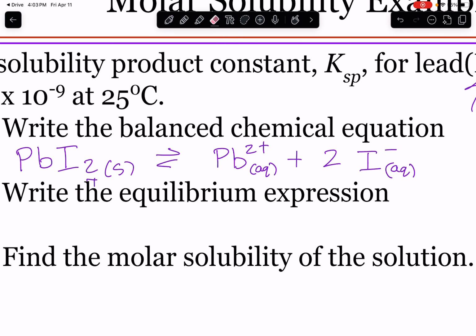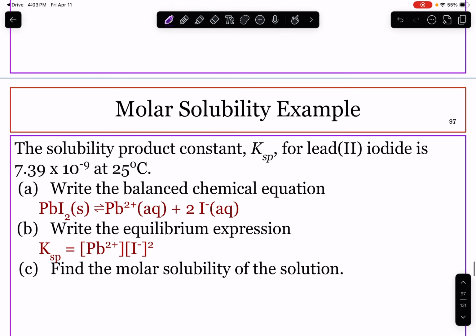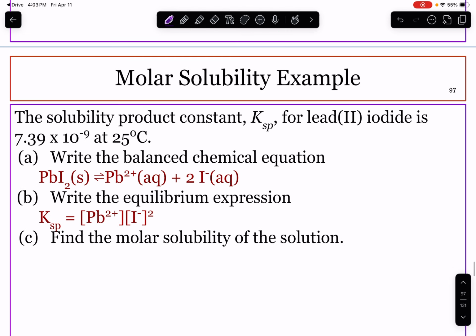B. Write the equilibrium expression. Pause to see if you can write this out. Products over reactants is equal to the K. The coefficient 2 turned into an exponent, and we have no solids listed, so there's no denominator.